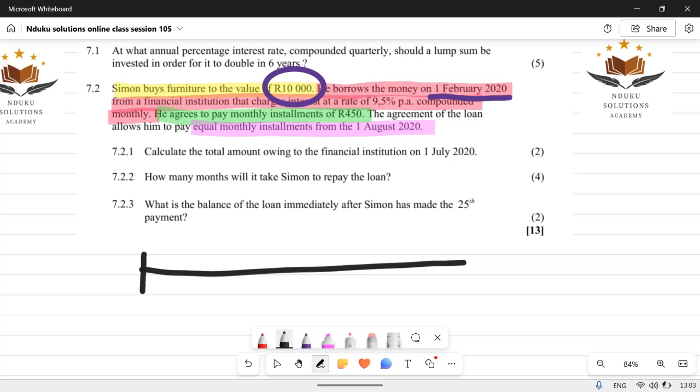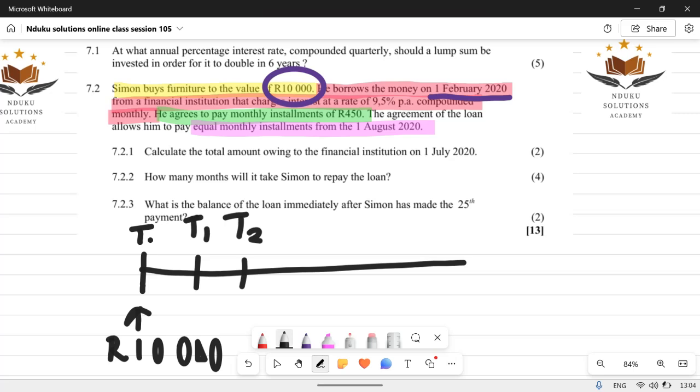The bank actually gives you the money on the 1st of February. Let me just say this is T0 for now. That's when we borrow the 10,000 rand from the bank. Just a simple analysis. And then T1, that's when you have to start paying the bank, by the way. Next month end, you need to pay the bank. On the 1st of March, Simon was supposed to start paying the bank. Let's agree on that one.